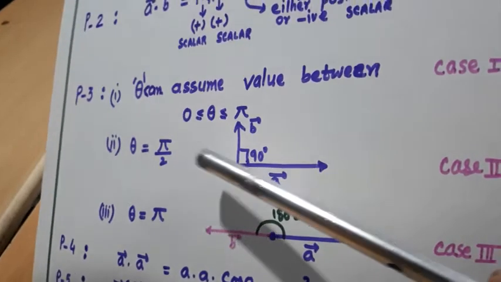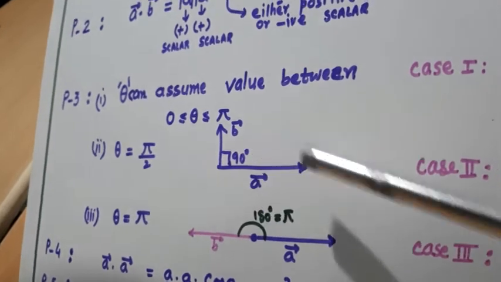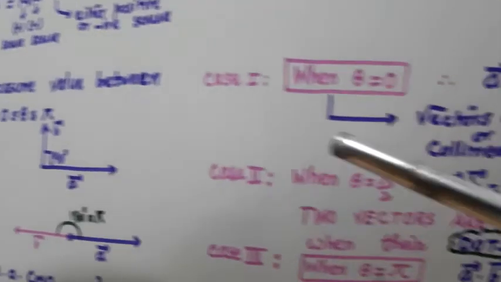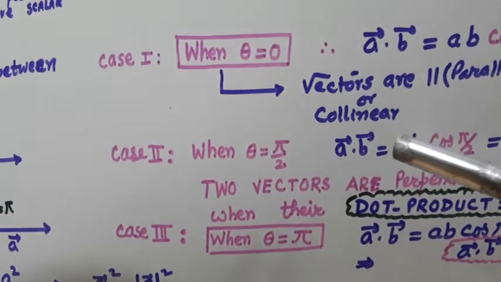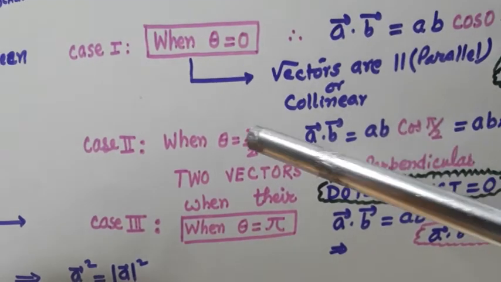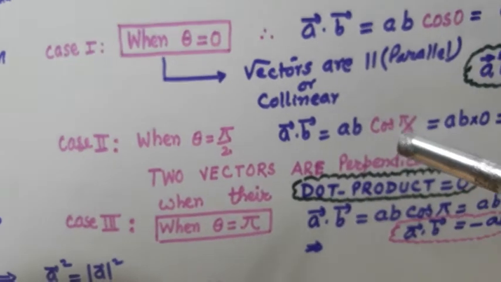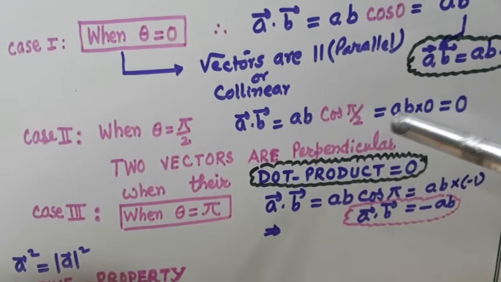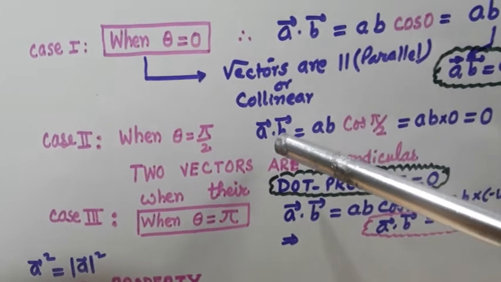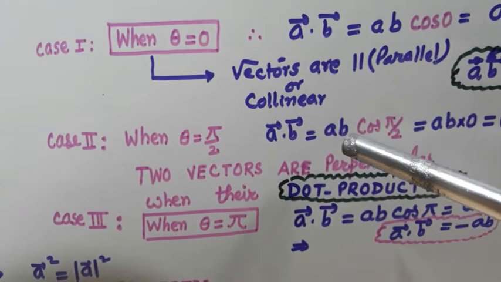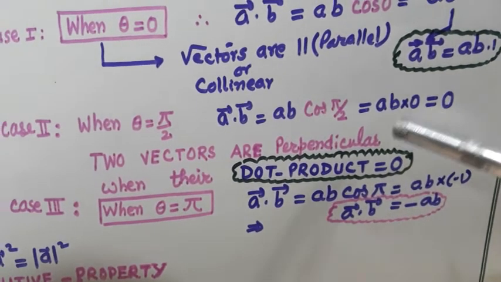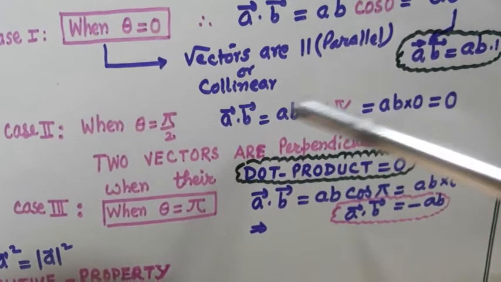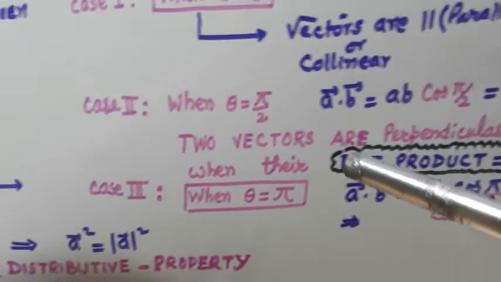Let us go to the second case. Theta is pi by 2. अगर थीटा पाई बाई 2 होगा, cos पाई बाई 2, A डॉट बी इज इक्वल टू ए बी कॉस थीटा. थीटा पाई बाई 2 है तो cos पाई बाई 2 is 0. So answer is 0. So two vectors are perpendicular when their dot product is 0. Now let us go further.